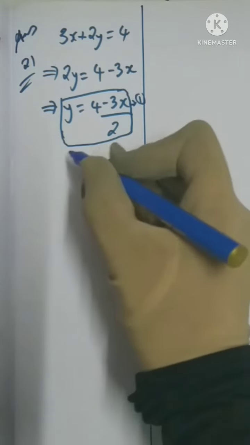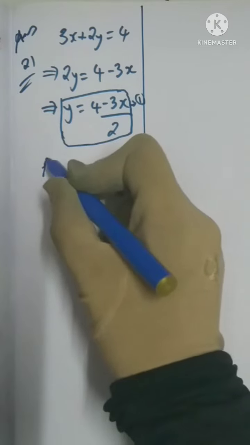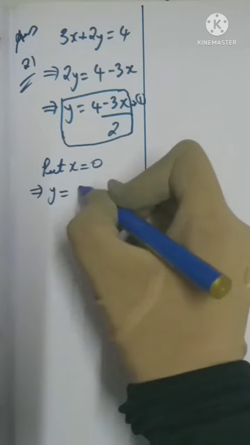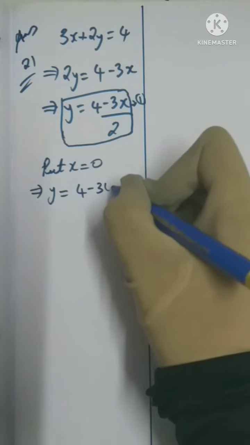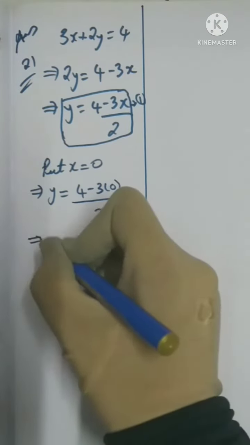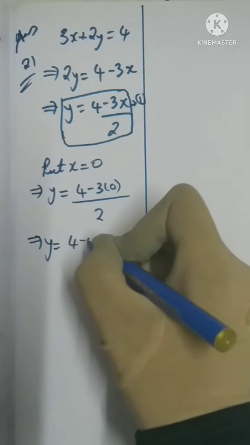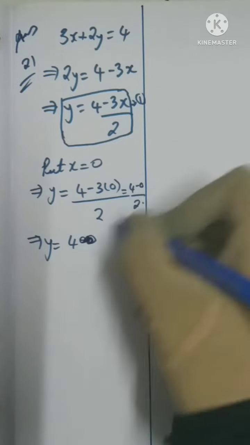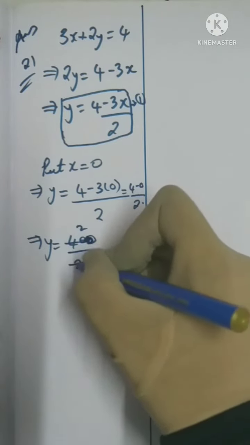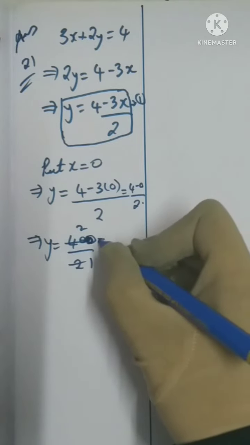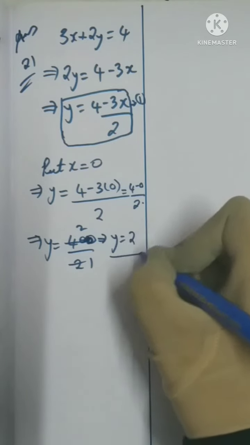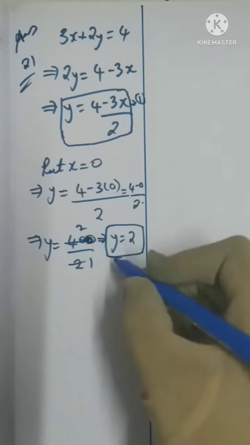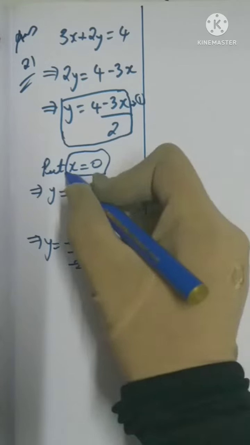For example, here I am going to substitute x is equal to 0 first. Now why am I substituting x is equal to 0? Because y is equal to 4 minus 3 into, in place of x substitute 0, by 2. 4 minus 3 zeros are 0, so we will have 4 minus 0 by 2. So 4 minus 0 is 4, that is, it is able to divide. You are able to divide and we get a whole number because we had taken a number which was dividing. So what did we get? When x is 0, y is 2.